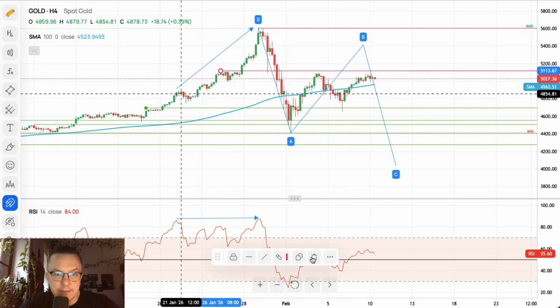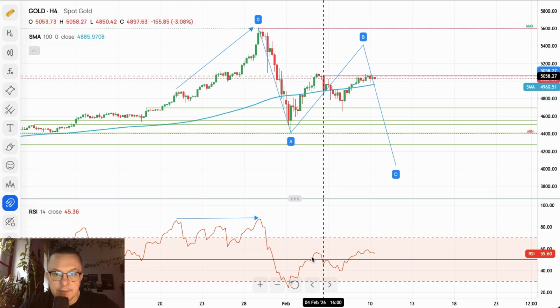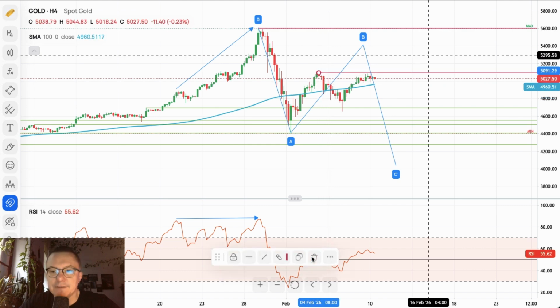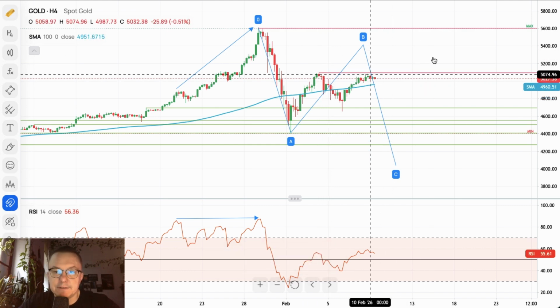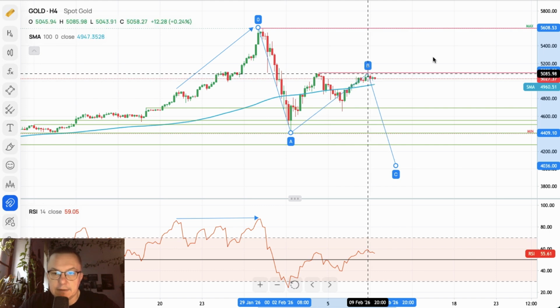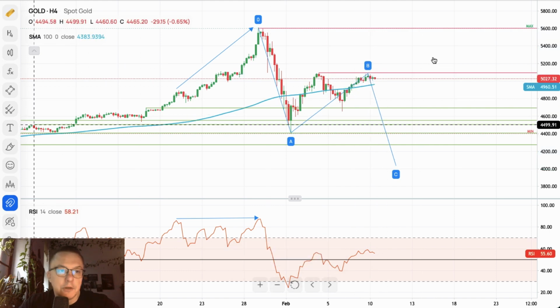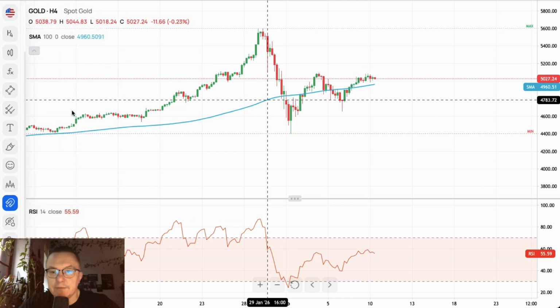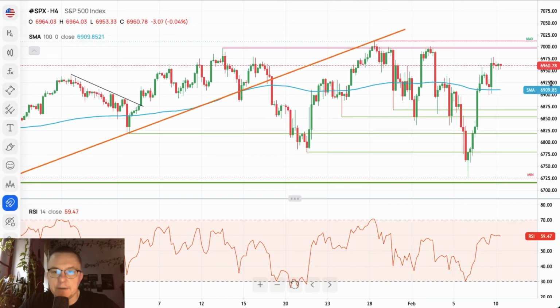Let me just update the levels, and we will move this level here. 5091 is the technical resistance. Possibly this might be the high for the wave B. However, it looks like maybe this market wants to continue to develop this situation here.